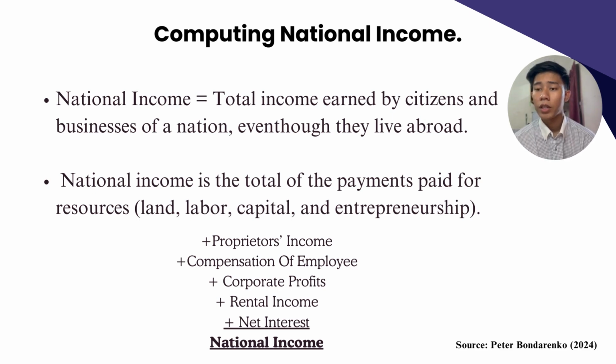So for computing national income, basically national income means total income earned by citizens and businesses of a nation, even though the citizen is living abroad. National income is the total of the payments paid for resources like land, labor, capital, and also entrepreneurship. So for the formula of calculating the national income, we must add five things together, which are compensation of employees, proprietors' income, corporate profits, rental income, and also net interest. The sum of all that will generate national income. We go to the next one.